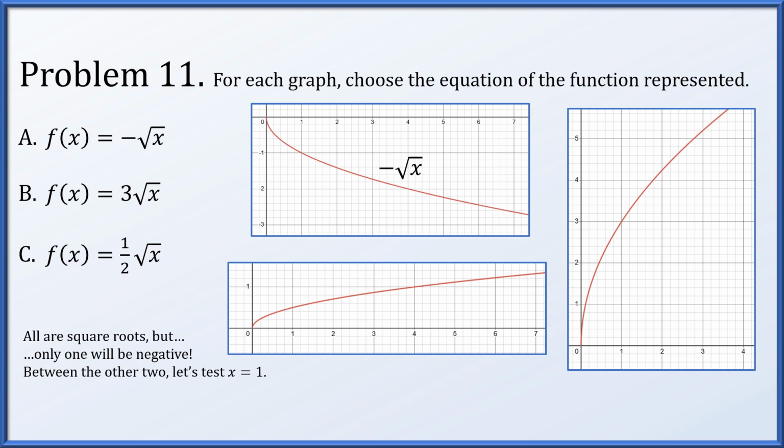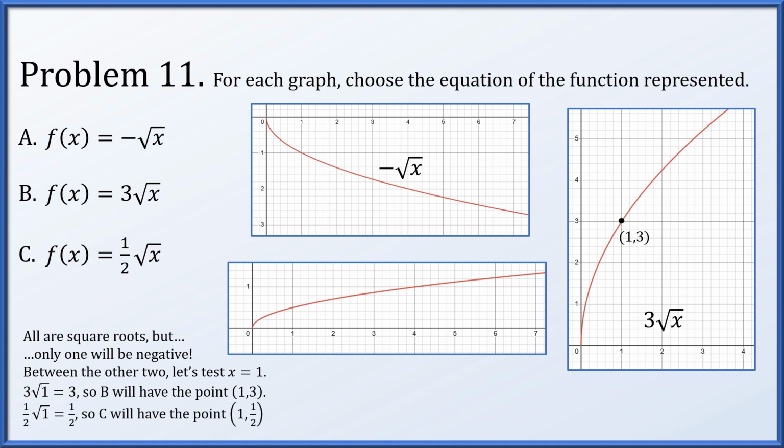Between the other two, let's actually pick a test value. An easy thing to take a square root of is 1. For b, we get 3 times the square root of 1, in other words 3. So plugging in x equals 1, we got an output of 3. So we're looking for which of these graphs contains the point 1, 3, and it's the one on the right. So that's the graph of 3 times root x.